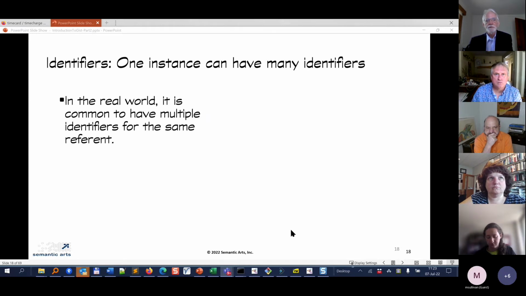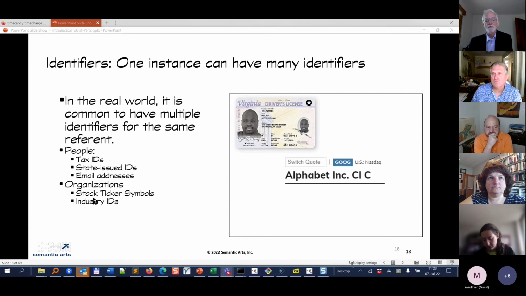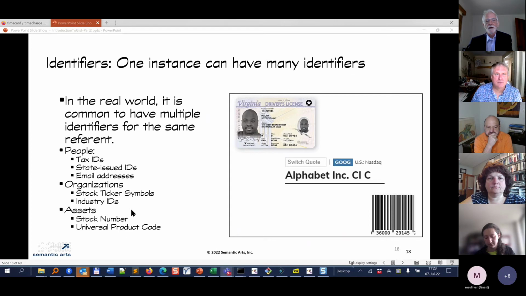In the real world, any given thing, for example yourself or an organization, may have multiple identifiers for the same thing. You and I have tax IDs, state-issued IDs, email addresses, and all these things can serve to identify a given individual. So I have more than one ID. An organization might have stock ticker symbols that identify the organization, industry IDs, any number of things. Assets have a stock number or universal product code. So there are lots of identifiers all over the place, and any given thing can have more than one identifier.